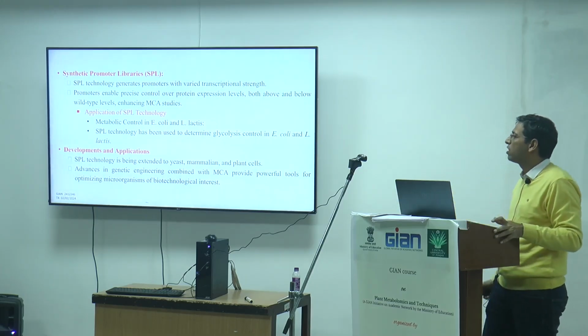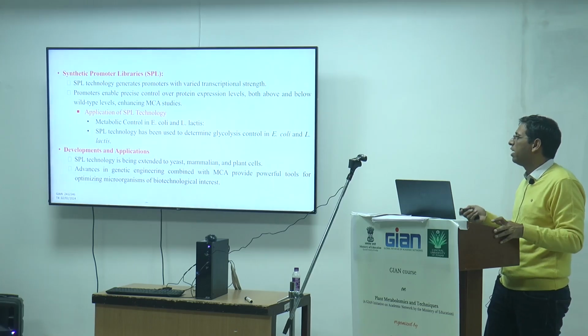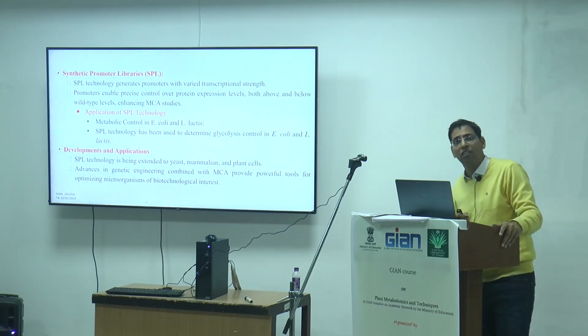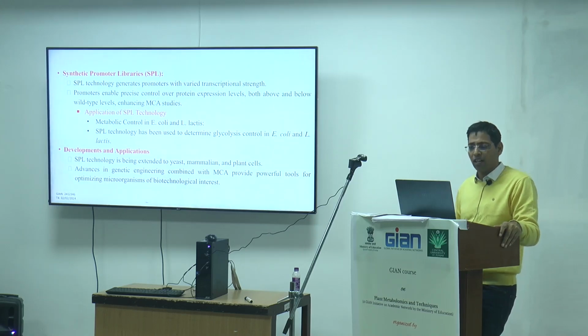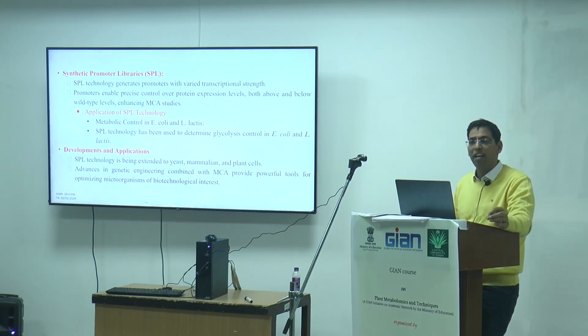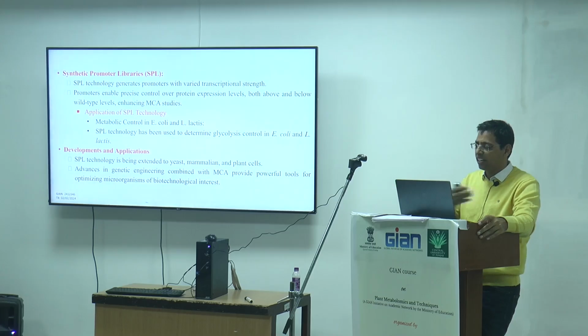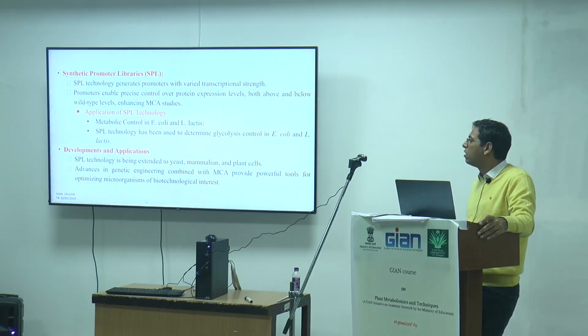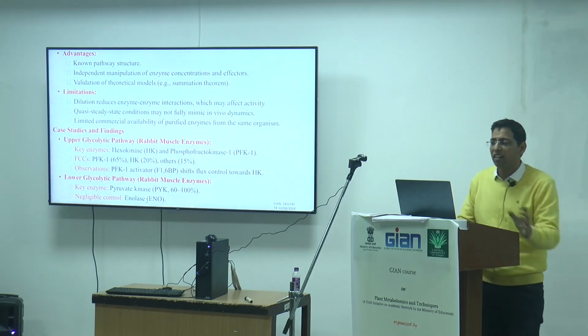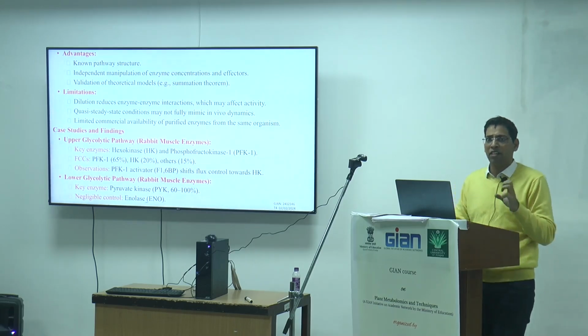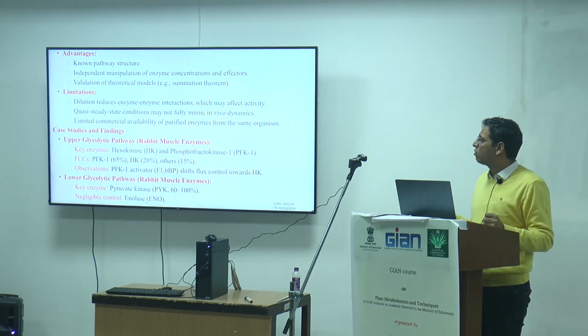The application of this synthetic promoter library is very good. It can be easily used for metabolic control in E. coli and lactase. It is also used to determine the glycolysis control in E. coli and lactase. In developments of the application of this SPL, it is being extended to yeast, mammalian and plant cells. The advantage of genetic engineering with MCA is that it provides powerful tools for optimizing organisms of biotechnological interest. The advantage is we know the pathway structure very well, with independent manipulation of the enzyme concentration and the effectors, and the third one is the validation of the theoretical model.